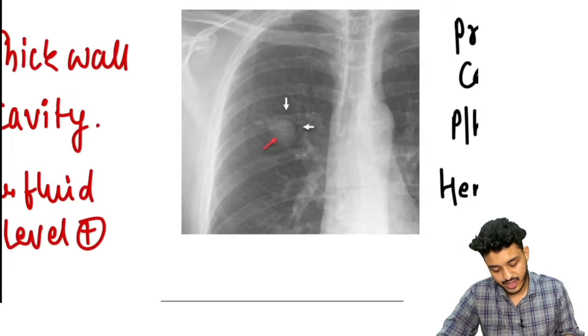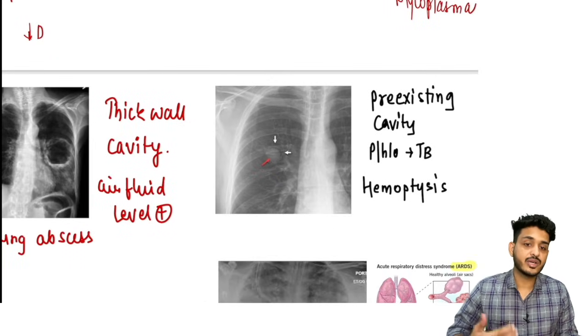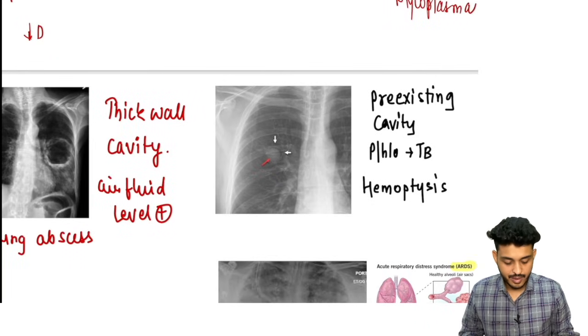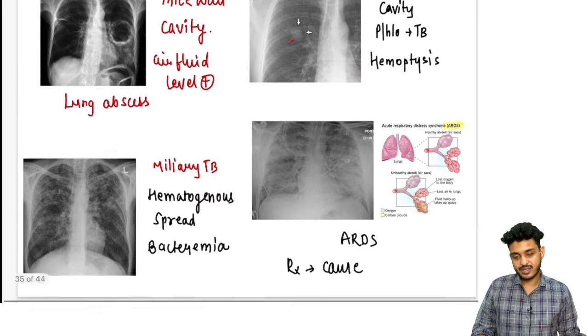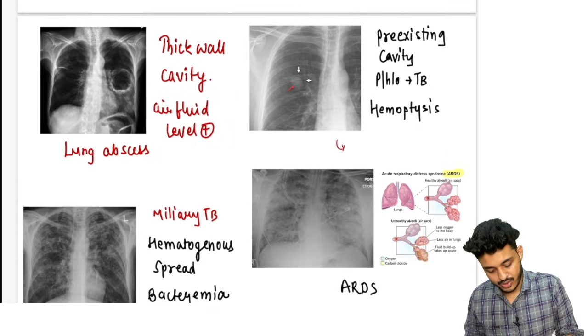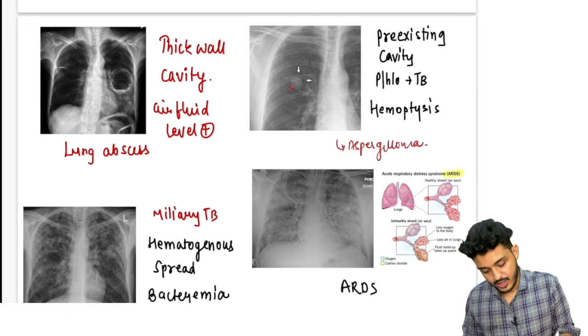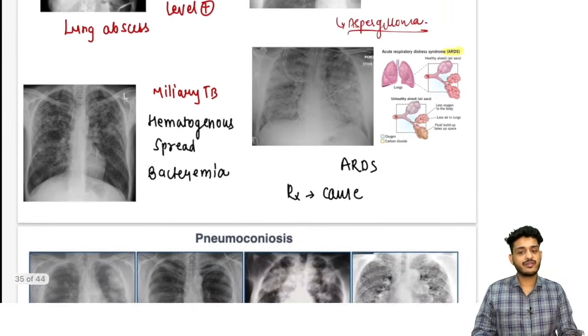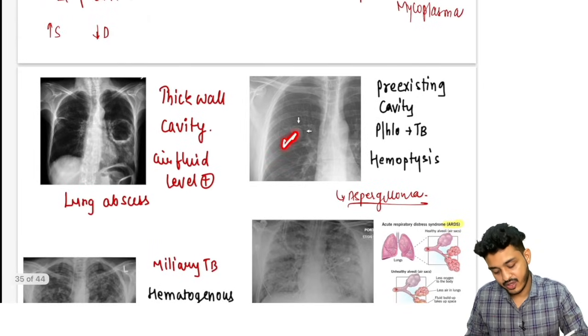Okay, and if you are having some pre-existing cavity because of secondary TB, what is going to happen? You will be having other things like aspergilloma can also happen, right? You can have aspergilloma. In the pre-existing cavity you will be having fungal ball accumulation, and this is something like a fungal ball, right?